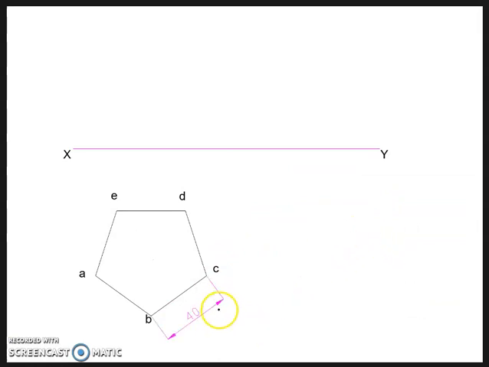Okay. So length of the side is 40 mm and angle is 108 degrees. So that is the outline of the pentagonal pyramid. Okay. Now since it is a pyramid, in top view you should also see the slant edge.